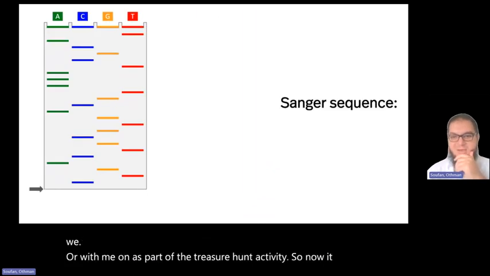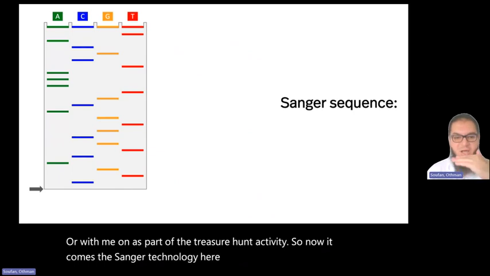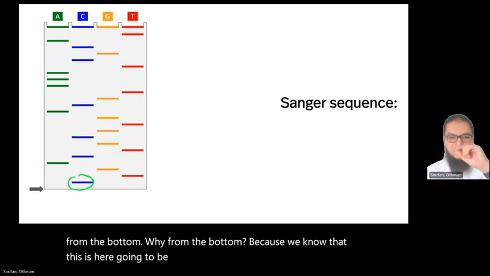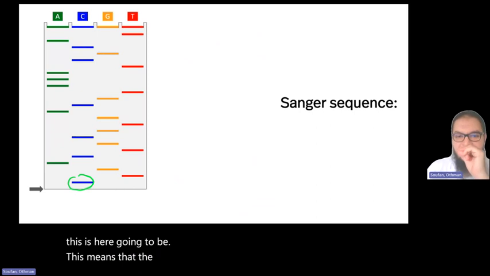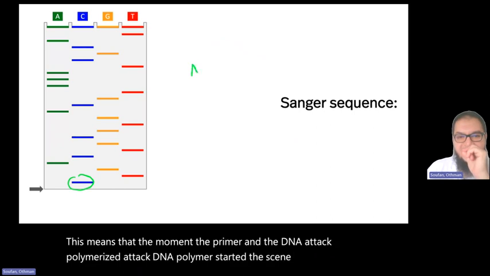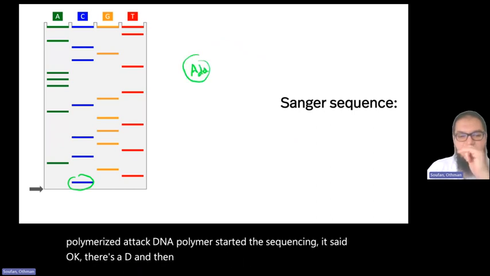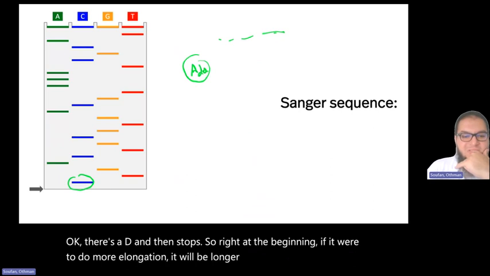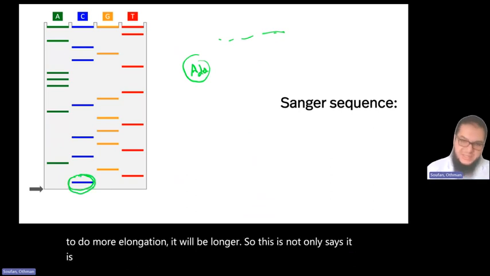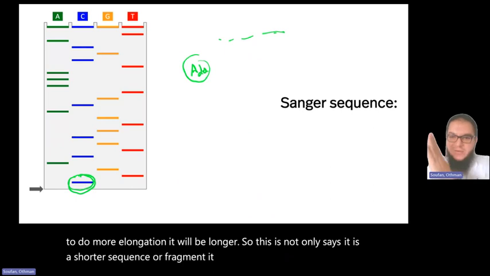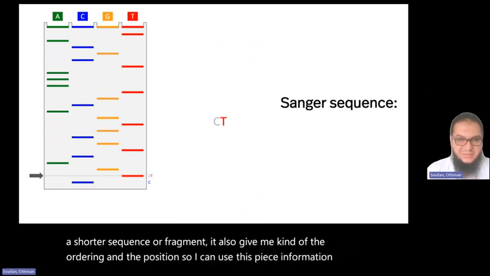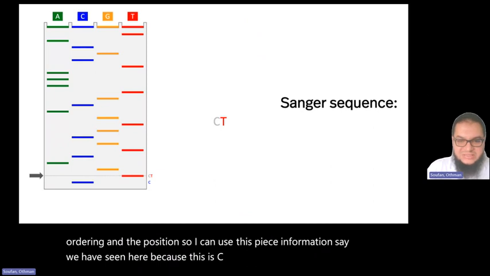So now comes the Sanger technology here. Sequencing is going to start from the bottom. Why from the bottom? Because the moment the primer and the DNA Taq polymerase started the sequencing, it said, okay, there is a ddNTP, and then it stops. So right at the beginning, if it were to do more elongation, it would be longer. So this not only says it is a shorter fragment, it also gives me the ordering and the position. So I can use this piece of information to say we have C here, because this is C. Next is going to be T.